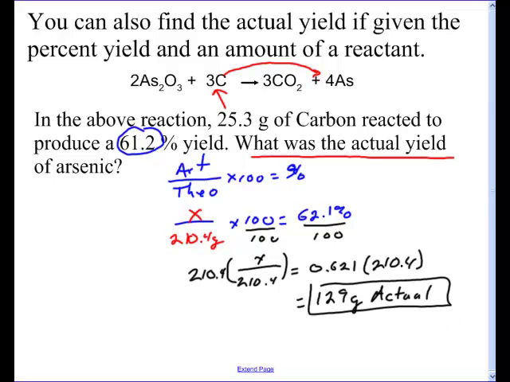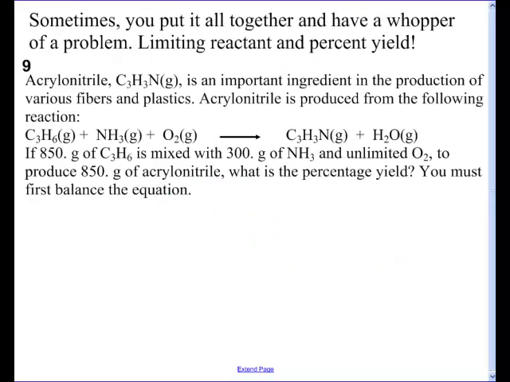Hopefully that makes sense. Algebra can be a great thing. Sometimes we can put it all together and you can do everything. And so in this equation, look what we have. We've got this compound. It reacts with ammonia and oxygen. It makes acrylonitrile, which is a fiber they use in plastics, and some water. We get to not only find who's limiting, we get to find out how much product, and we also want to calculate the percentage yield. And as a special bonus, a trifecta, so to speak, we've left this unbalanced.